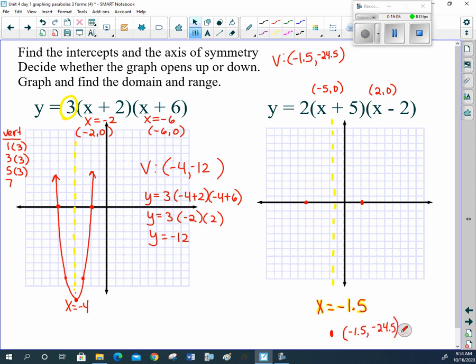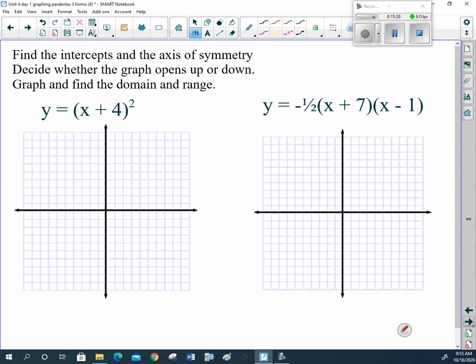Okay, so there's my vertex, and I know it's going to open up, so I'm just going to sketch in that parabola right there. Go past your x-intercepts. I went above the x-intercepts, so don't stop right there at the 2 points. Go through them and show that your graph is still going up. Okay, so there's that parabola.